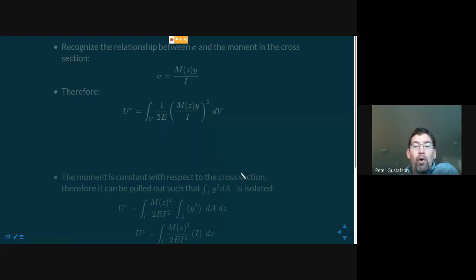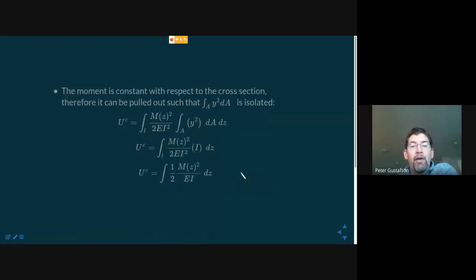Now, it's worth noting that the moment itself is constant with respect to the cross-section. Recall the moment was a moment resultant over the cross-section. So we can actually pull that outside of the area integral. Recall I said that the volume integral was then an integral over an area and along the length. So we can pull the moment outside of the area integral, and then we can do this integral first and then do the remaining integral with respect to dz.